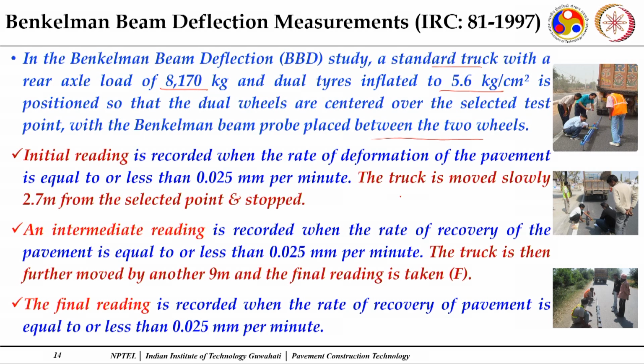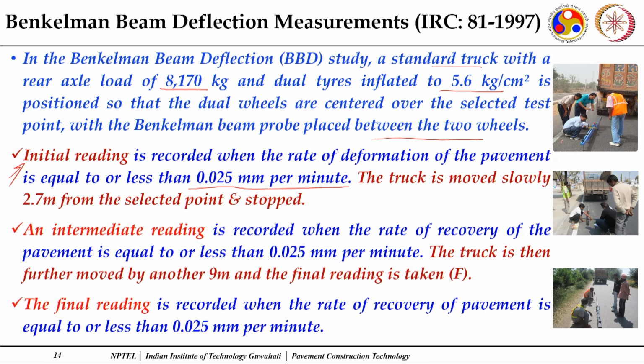Now, the first reading. Initially you can calibrate this Benkelman beam, and the dial gauge can be brought to 0 for the initial reading, or you can directly note the reading when no load is there. When the load is brought, you note down the first initial reading. This initial reading is to be noted when the deformation in the dial gauge is less than 0.025 mm per minute, so that it gets stabilized, and then you note down the first reading. That is known as your initial reading.